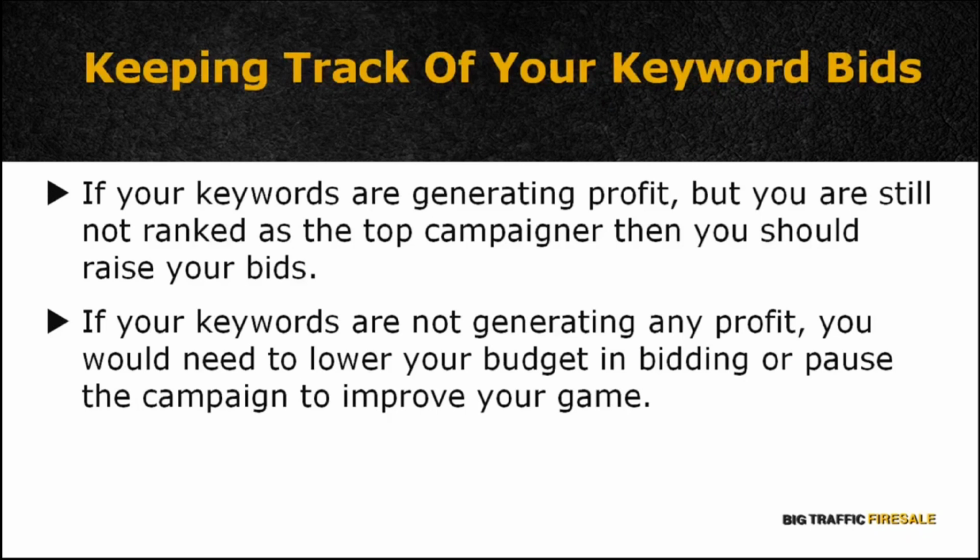First, keep track of your keyword bids. Once you've generated your clicks and sales, you'll still need to adjust your bids. If your keywords are generating profit but you're still not ranked as the top campaigner, then you should continue to raise your bidding price. However, if your keywords are not generating any profit, you would eventually have to lower your bidding budget or pause the campaign to improve your game.